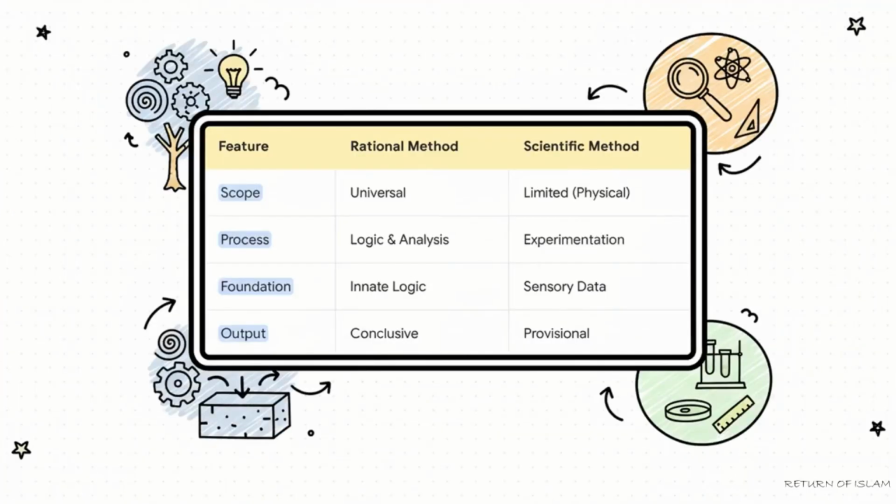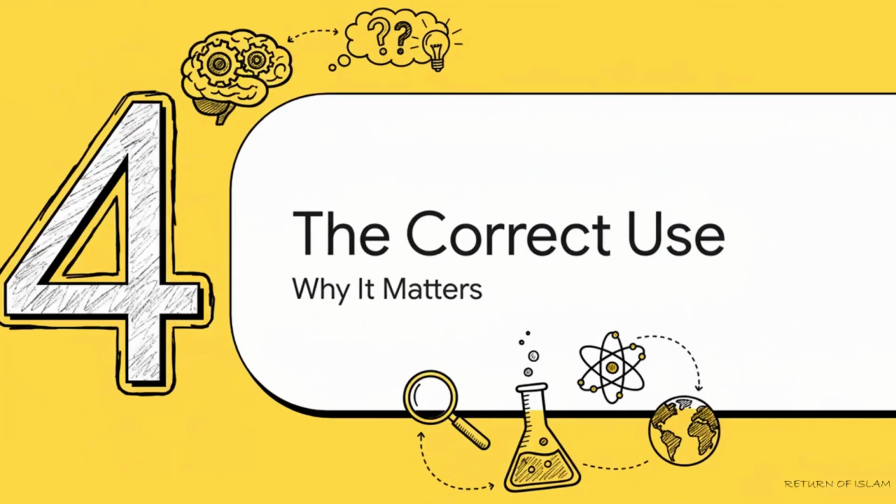This chart lays it all out so clearly. Just look at the scope. Rational is universal. It handles everything. Scientific is limited strictly to the physical. And check out the output. The rational method is aiming for a conclusive, solid understanding. The scientific method, on the other hand, gives you a relative result that's always, always open for revision later. Two very different goals. So you might be thinking, okay, that's interesting, but why does this really matter?